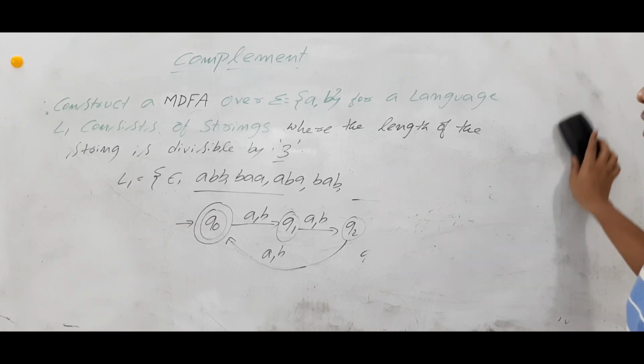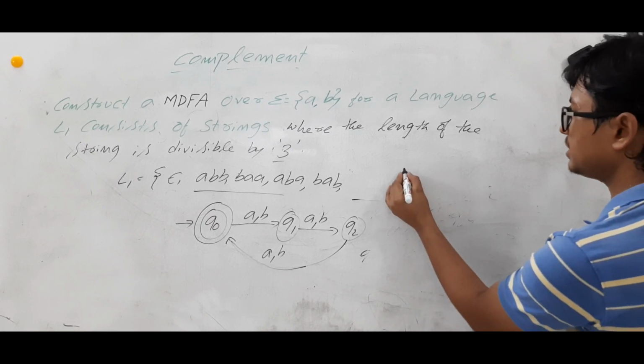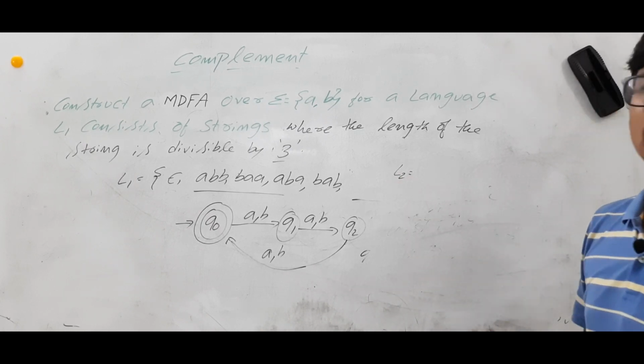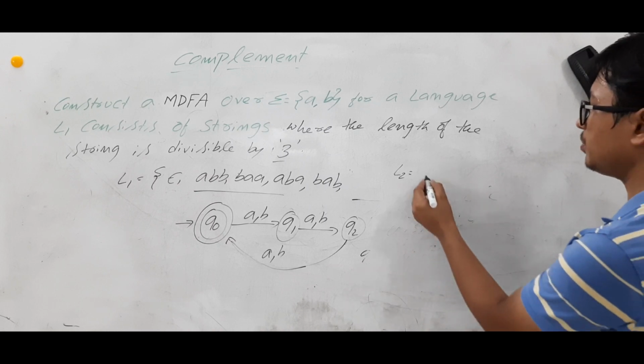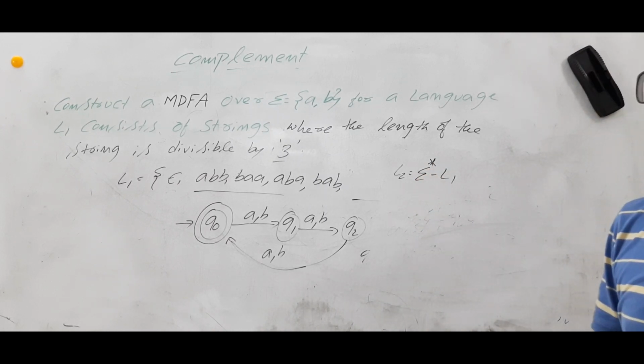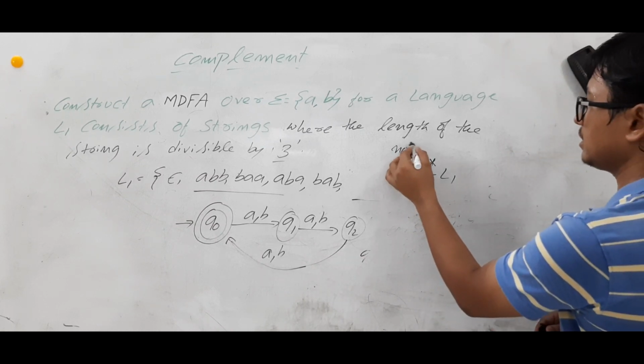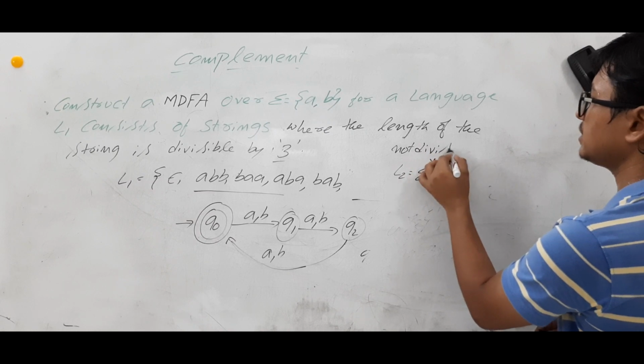Now, I want to discuss another thing. You have a language L2 which is the complement of language L1. So how can you represent the complement language? Sigma star minus L1. Or I can say that it is not divisible by 3. I will write that the string length is not divisible by 3.